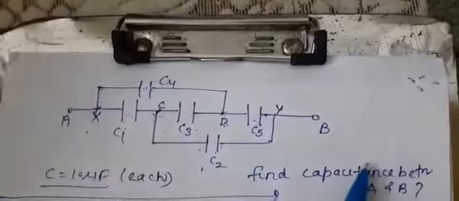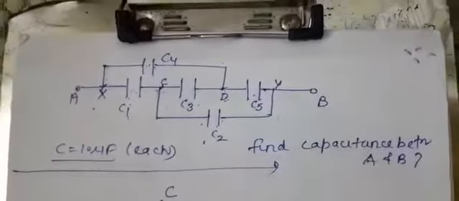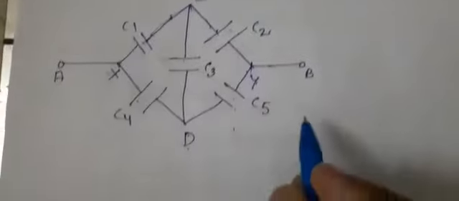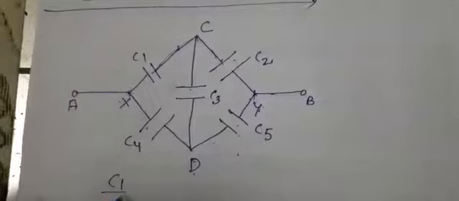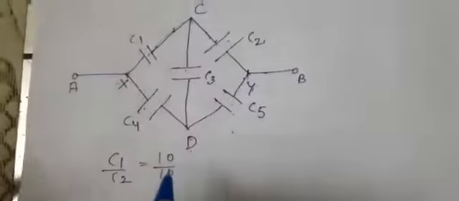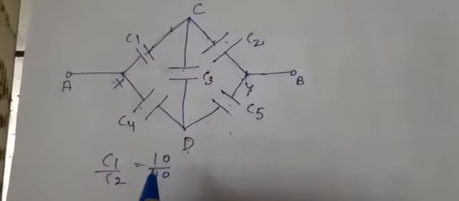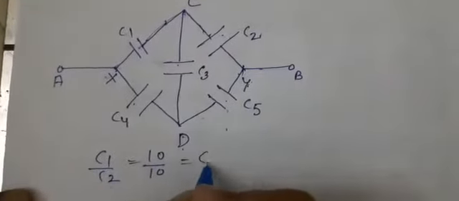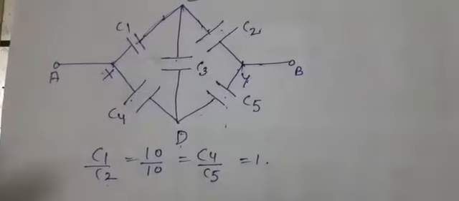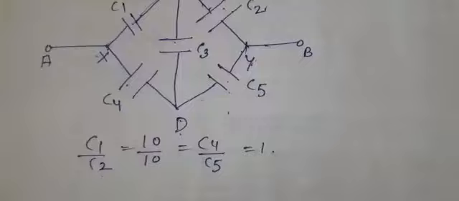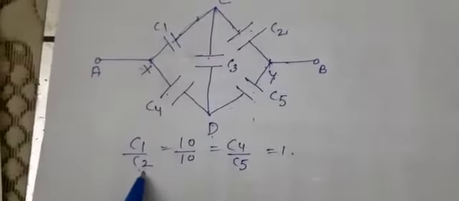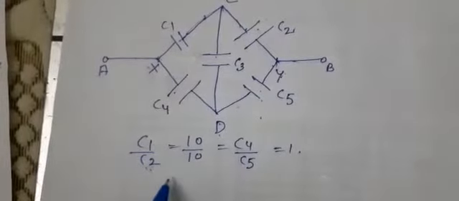Right? This is the first step we have done. I hope these terminal points are clear to you. Now coming to the next step. Now take the ratio of C1 upon C2. This is 10 upon 10. Why? Because each capacitor in the figure is given to be 10 microfarad. This is also equal to C4 upon C5. This is all one. Ratio of capacitors has no unit. We have to check that the ratio of like quantities will be unitless. So the ratio is identical.